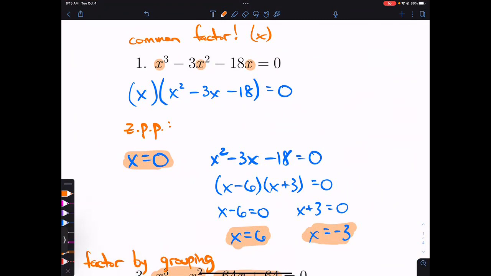So the first thing to look for would be a common factor all the way across. That's kind of low-hanging fruit, right? If we can do that, then that simplifies things for us.